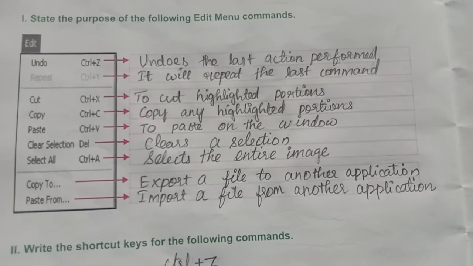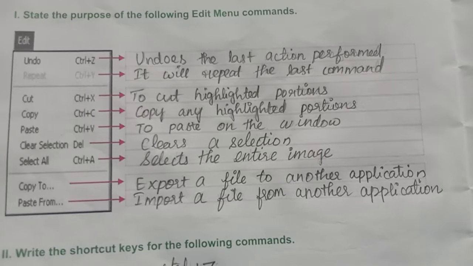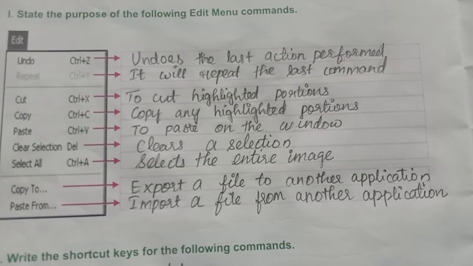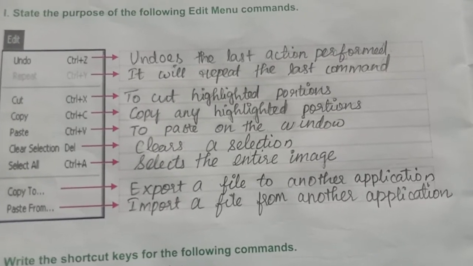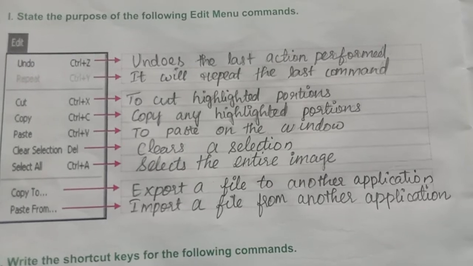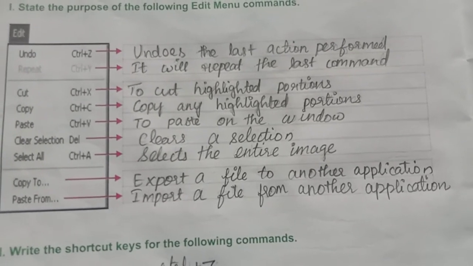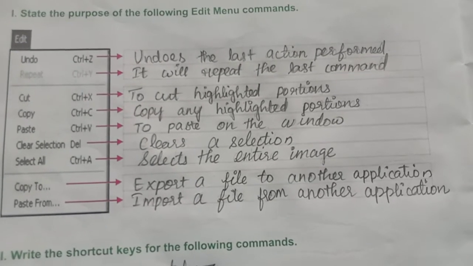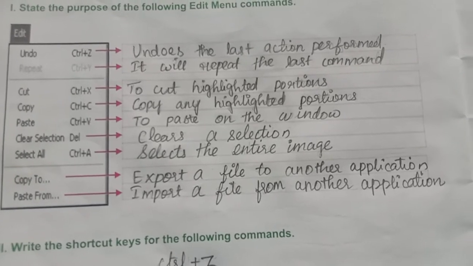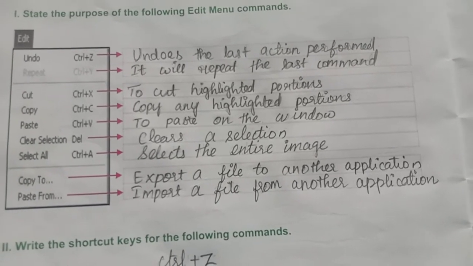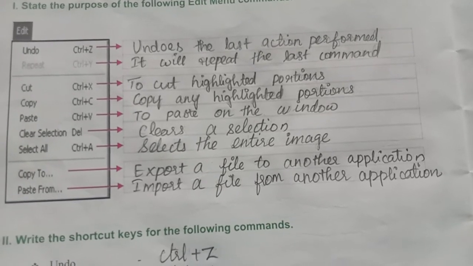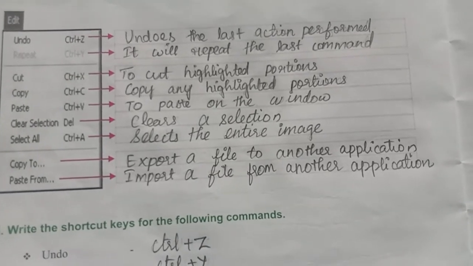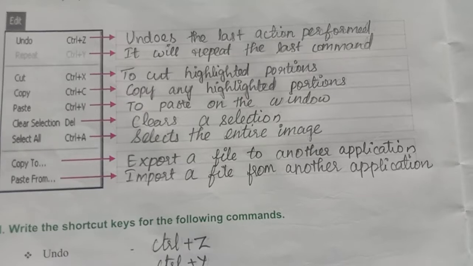First, undo. It undoes the last action performed. I told you that it deletes the last change. That means it removes the last change we did in the MS Paint window, right? Yes. It undoes the last action performed. Next is repeat. It will repeat the last command, that means the action we performed. Cut: to cut the highlighted portions. Copy: it will copy any highlighted portion to paste somewhere. So you need to write, copy any highlighted portion. Next is paste: to paste on the window.